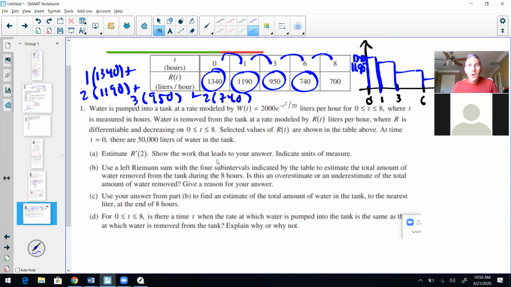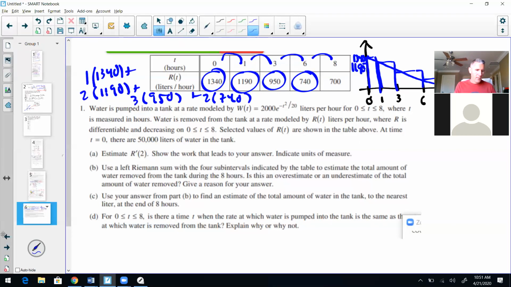Now, they tell us that R of t is differentiable and decreasing on the interval from 0 to 8. So if we have a decreasing function, and we're using the left-hand approximations, is that going to be an over or under approximation? My gardeners are here, and that's exceptionally loud. That's going to be an over approximation, right? Good.